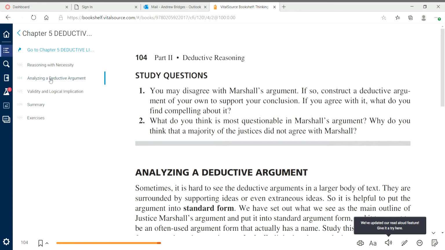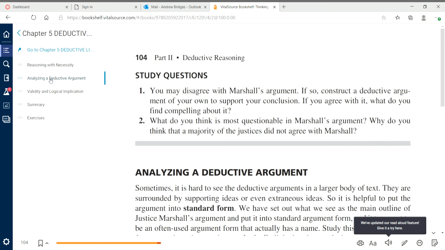Choose one of these and then choose one exercise question. Again, I know last week I asked for a specific exercise question, but this time you get the freedom to choose whichever one you'd like. For the study questions, you may disagree with Marshall's argument. If so, construct a deductive argument of your own to support your conclusion. If you agree with it, what do you find compelling about it? Right, so the deductive reasoning that he does is not really arguable in the sense that he does make a valid argument, but are his premises sound? Might be another way of looking at it.